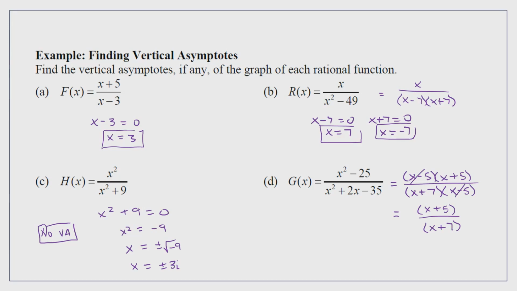Now that it's written in lowest terms, I can now find my vertical asymptote by setting the denominator equal to 0. So I have x plus 7 equals 0, and so I get x equals negative 7 as the vertical asymptote. Note that us setting the denominator equal to 0 helps to identify not just the vertical asymptote, but also the x value that is not considered in our domain. Okay. All right.